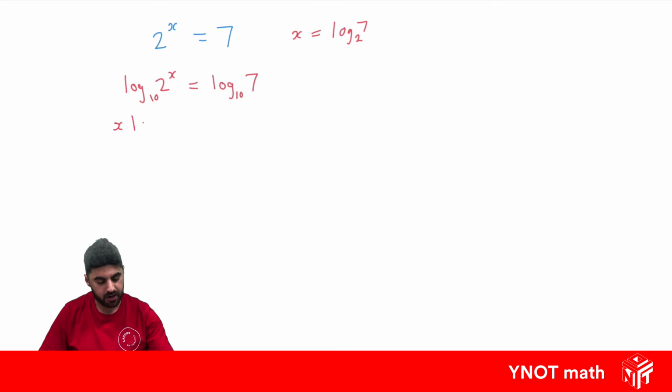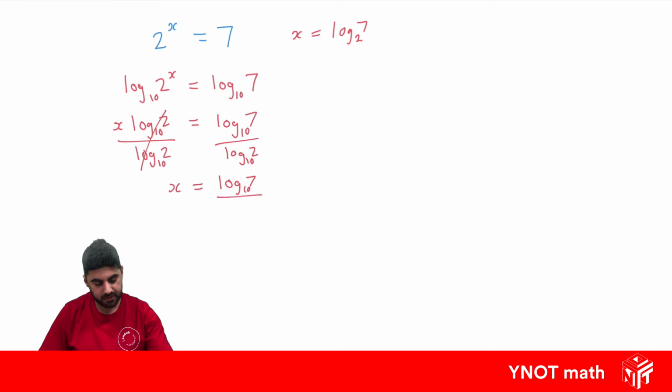So we get x times log 2 base 10 equals log 7 base 10. And we can divide both sides by log 2 base 10. They're going to cancel out. We're going to get x equals log 7 base 10 over log 2 base 10. And if you put that in your calculator, you'll get 2.8 to 1 decimal place.